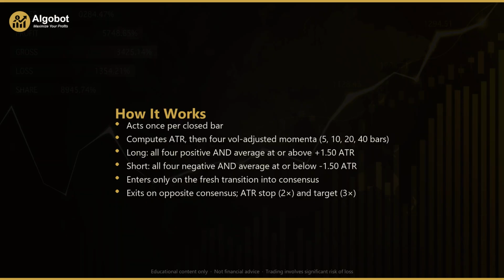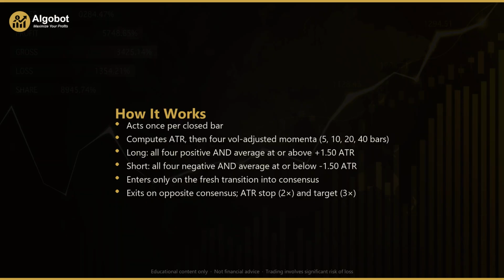Next, it computes 4 momentum values. For each horizon, it takes the close of the most recently completed bar and subtracts the close from that many bars earlier, then divides the result by the ATR. So we get momentum over 5 bars, 10 bars, 20 bars, and 40 bars, each expressed in ATR units. The strategy then counts how many are positive and how many are negative, and it averages them.